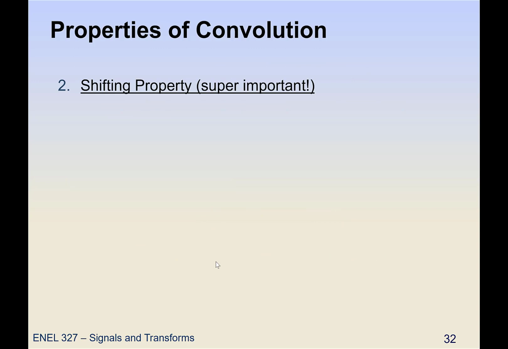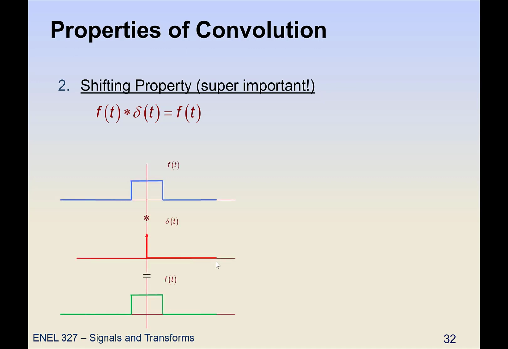The next one is the shifting property. This is probably the most important one to us as electrical engineers, and we'll see why in quite a while, but it's really, really important. This is really the only time that you want to do convolution in reality, and that's when you are convolving with an impulse. If you convolve any function with delta of t, you just get that function again. Think of this graphically: f of t convolved with an impulse at the origin gives f of t.